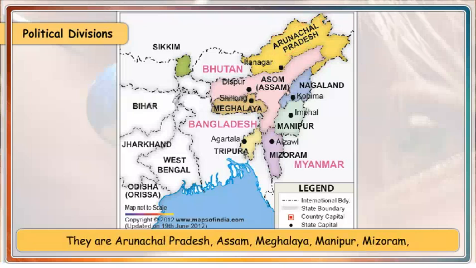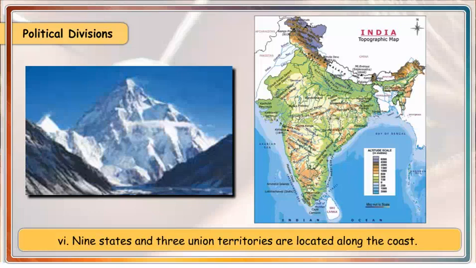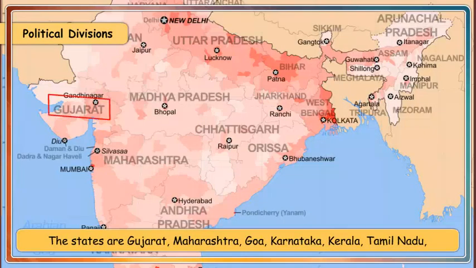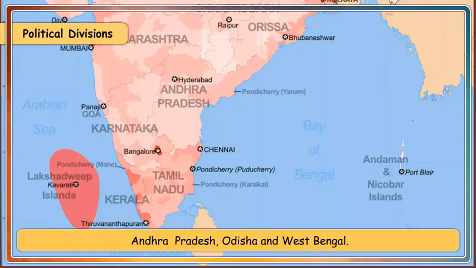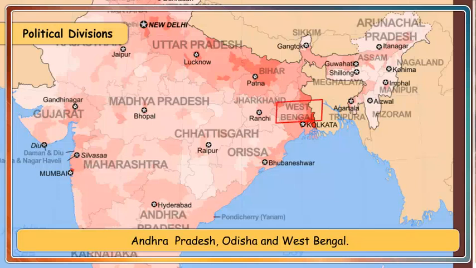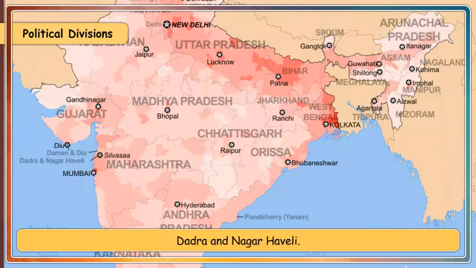They are Arunachal Pradesh, Assam, Meghalaya, Manipur, Mizoram, Nagaland and Tripura. 9 states and 3 union territories are located along the coast. The 9 states are Gujarat, Maharashtra, Goa, Karnataka, Kerala, Tamil Nadu, Andhra Pradesh, Odisha and West Bengal. The 3 Union Territories are Puducherry, Daman and Diu and Dadra and Nagar Haveli.